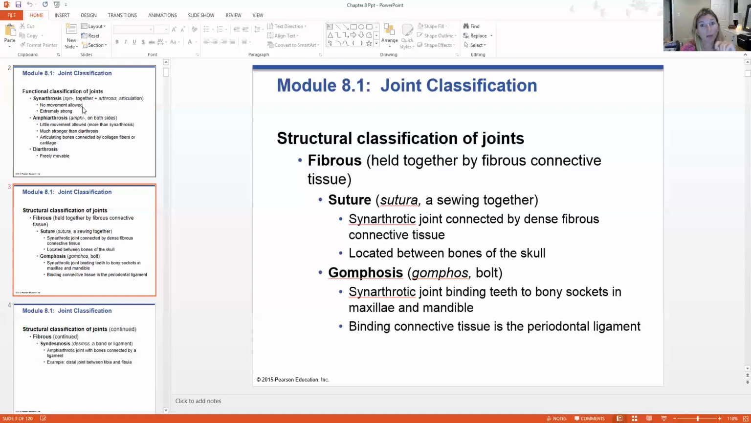There could also be a gomphosis. Gomphosis are our teeth joints. All of our teeth are held into our maxillary or mandible bones. That makes up a gomphosis. Again, they're held in by fibrous connective tissue. In the case of the gomphosis, it's the periodontal ligament.